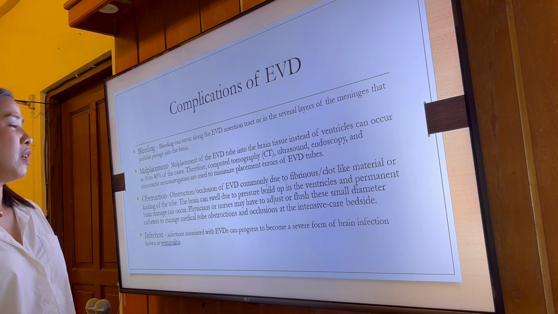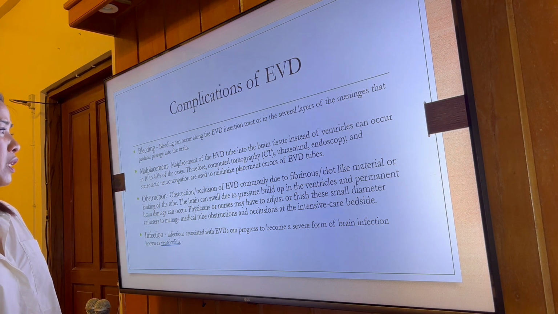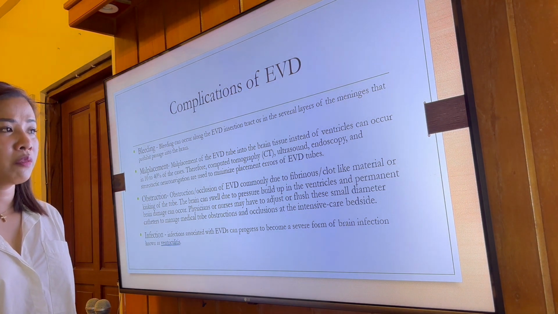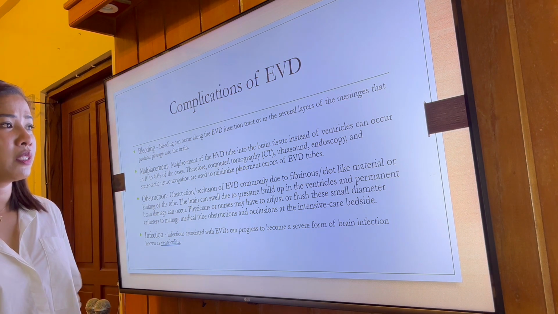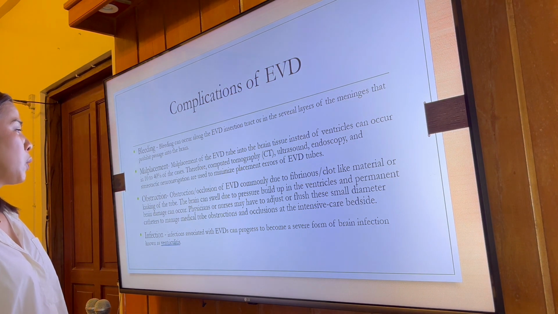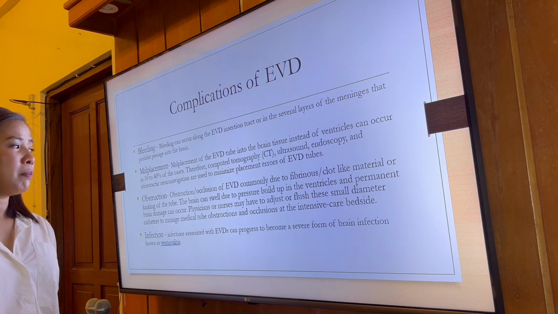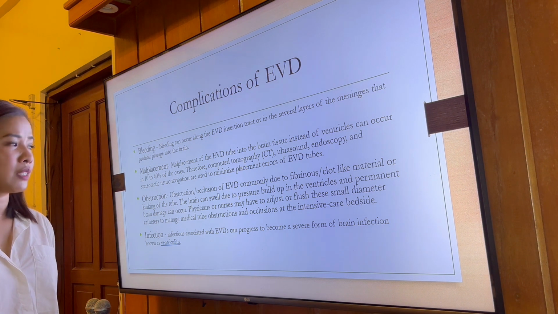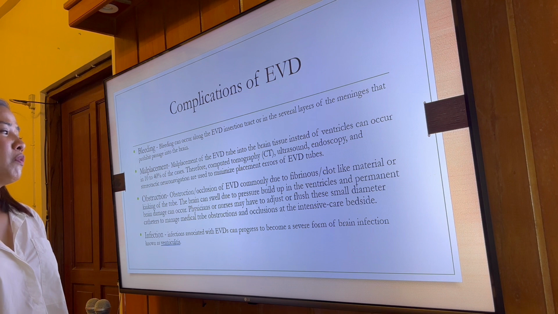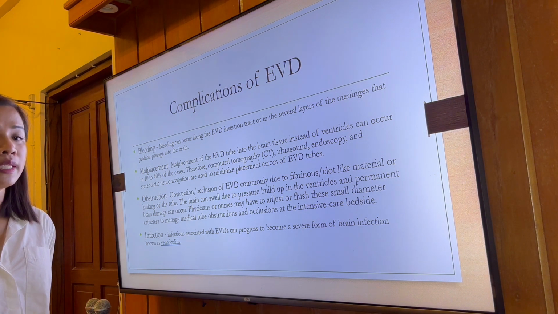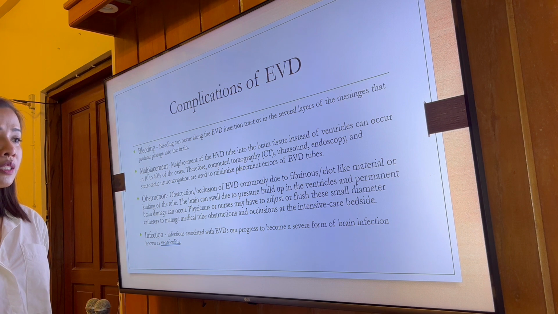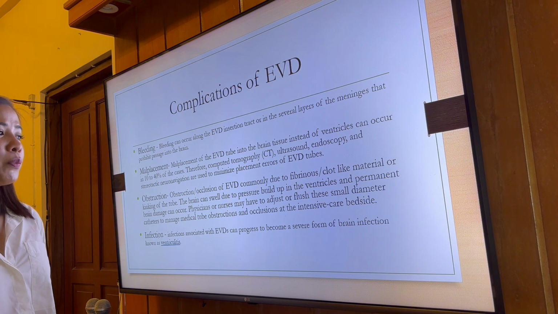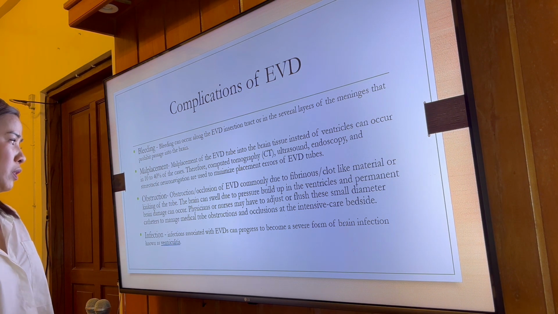Bleeding is one of the most common complications that can occur along the EVD insertion tract or in the several layers of the meninges that prohibit passage in the brain. Malplacement of the EVD tube into the brain tissue instead of ventricles can occur in 10 to 40% of the cases. Therefore, computed tomography or CT scan, ultrasound, endoscopy, and stereotactic neuronavigation are used to minimize placement errors of EVD tubes.